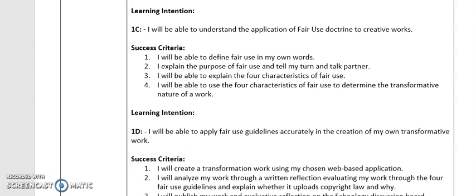1C. I'll be able to understand the application of fair use doctrine to creative works. Success criteria. Number 1, I will be able to define fair use in my own words. Number 2, I will explain the purpose of fair use and tell my turn and talk partner. Number 3, I will be able to explain the 4 characteristics of fair use. Number 4, I will be able to use the 4 characteristics of fair use to determine the transformative nature of a work.